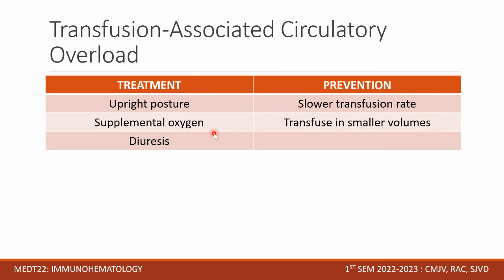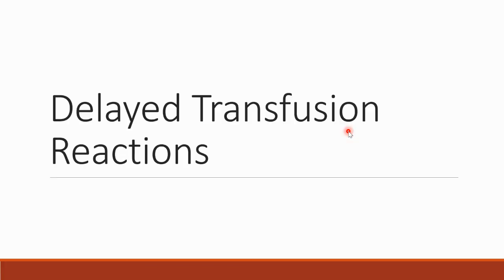Transfusion-associated circulatory overload treatment. So we can use upright posture to help relieve the symptoms. Okay, and then supplemental oxygen and then diuresis. Okay, for prevention, we can use lower transfusion rate or transfuse in smaller volumes para makatulong makarecover yung heart before mag-transfuse ulit. Okay. So that's it for acute.